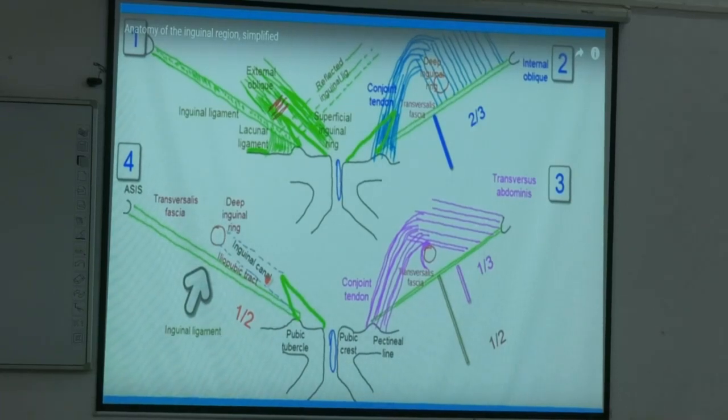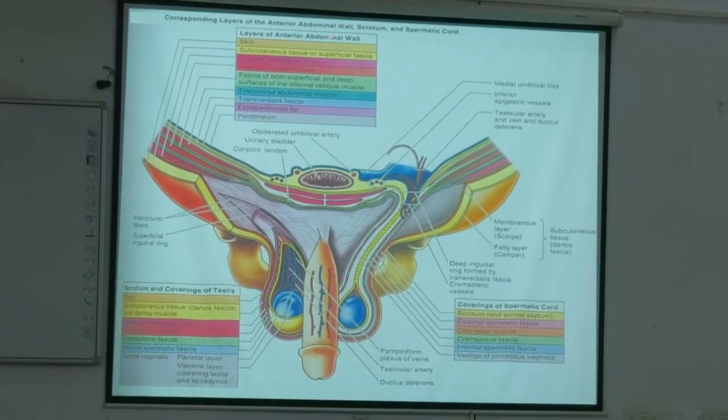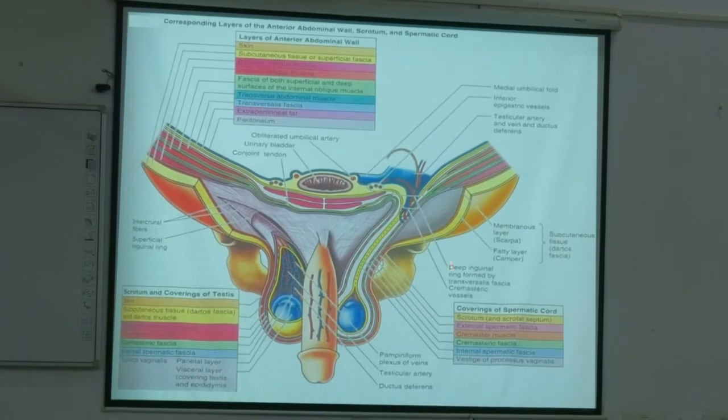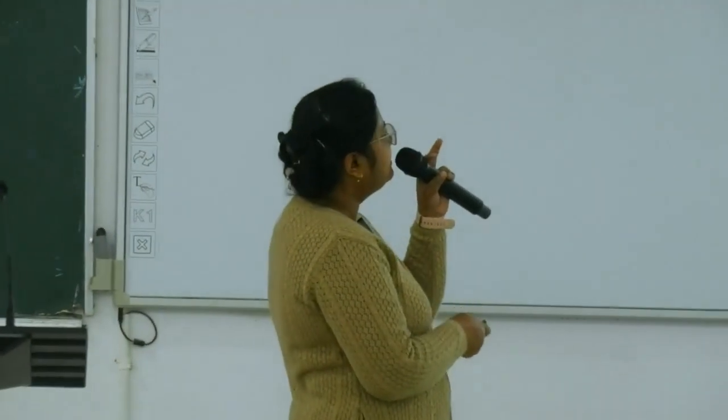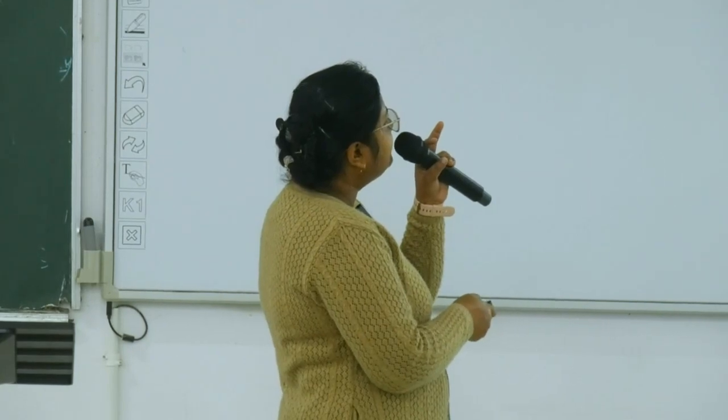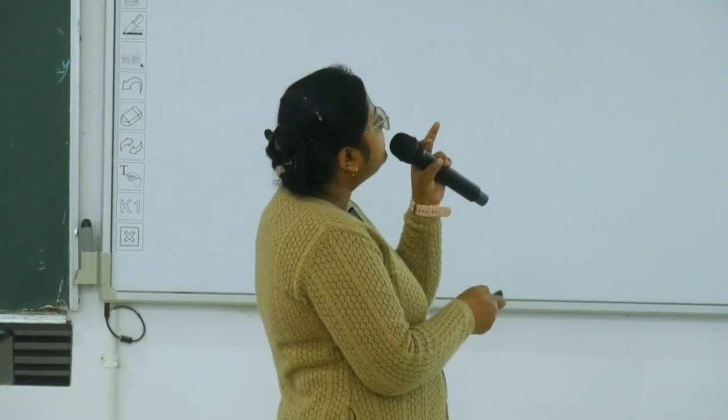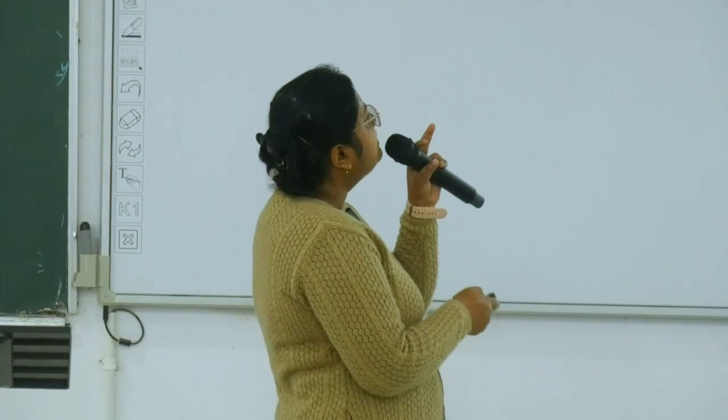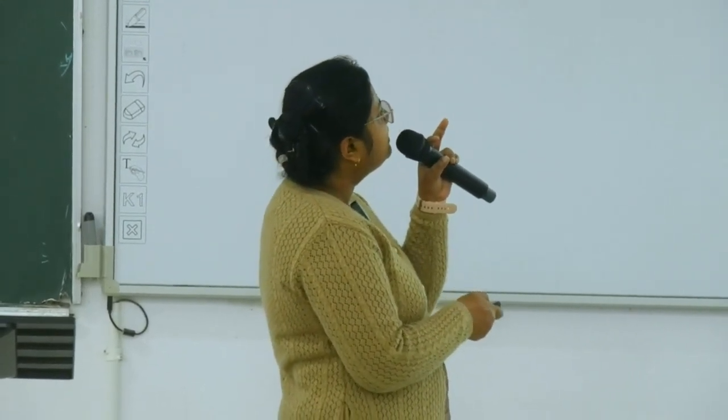Okay. Next, so these are the coverings, layers of the anterior abdominal wall from superficial to deep. You can see skin, then superficial fascia. Okay, superficial fascia consists of two layers, outer fascia of Camper, which is a fatty layer, and inner membranous layer. Okay, and then there are muscles, external oblique muscle, then internal oblique, then fascia of both superficial and deep surfaces of the internal oblique.